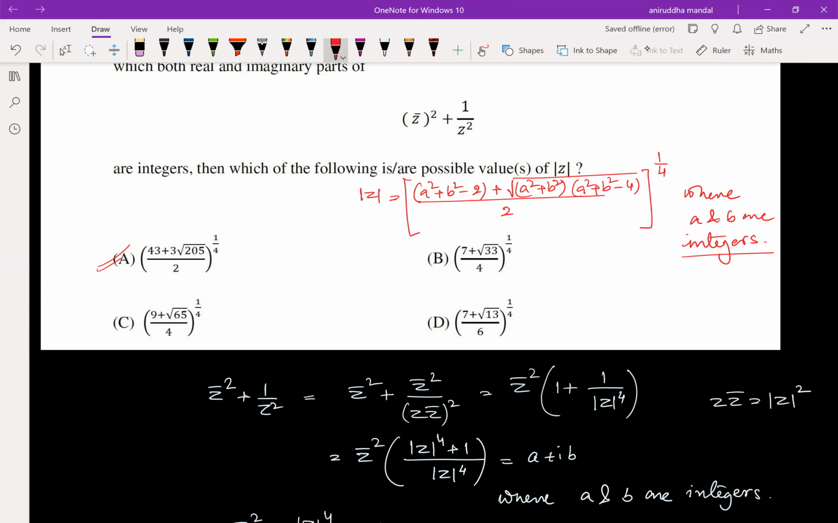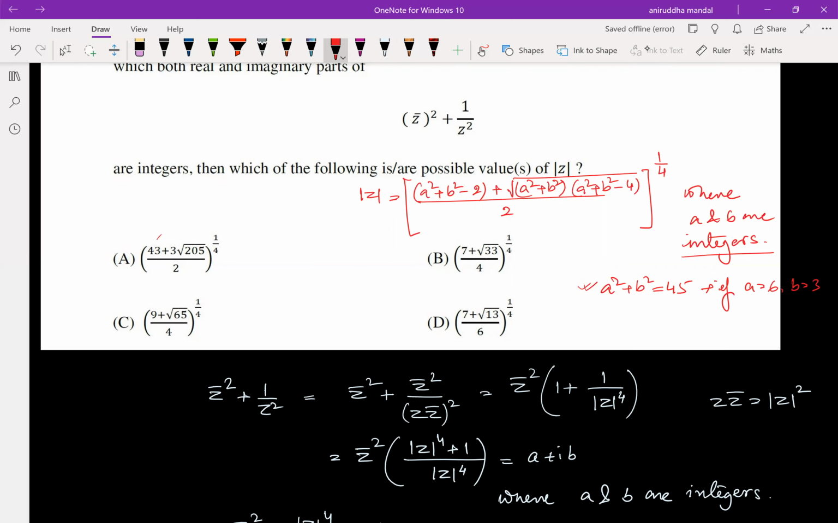Now check with the first option. Let's say this is 43, so a square plus b square minus 2 equal to 43. So 43 means a square plus b square equal to 45. So this is 45. Okay, if a equal to, let's say, 6, yes, and b equal to 3, so this is satisfying.